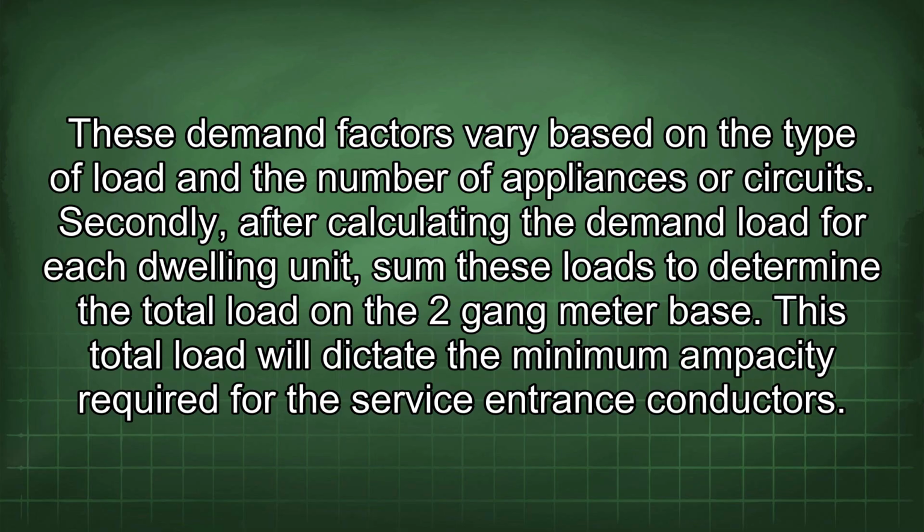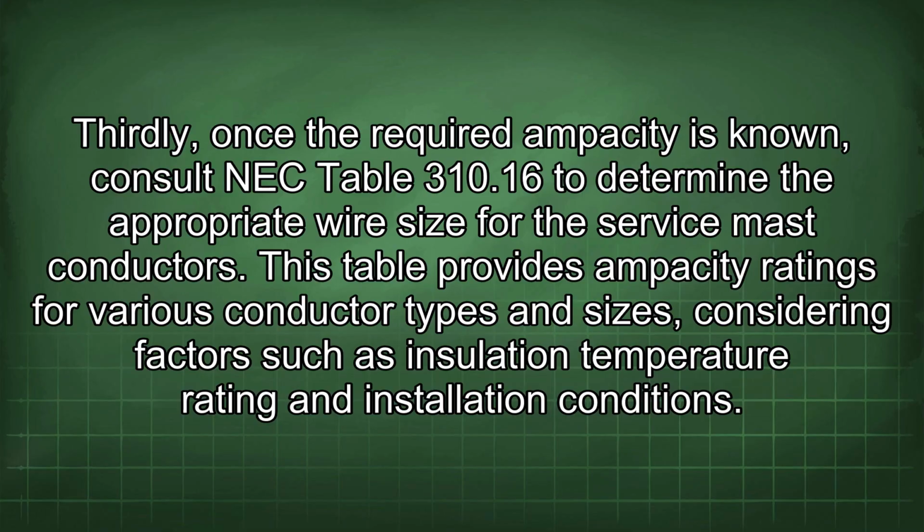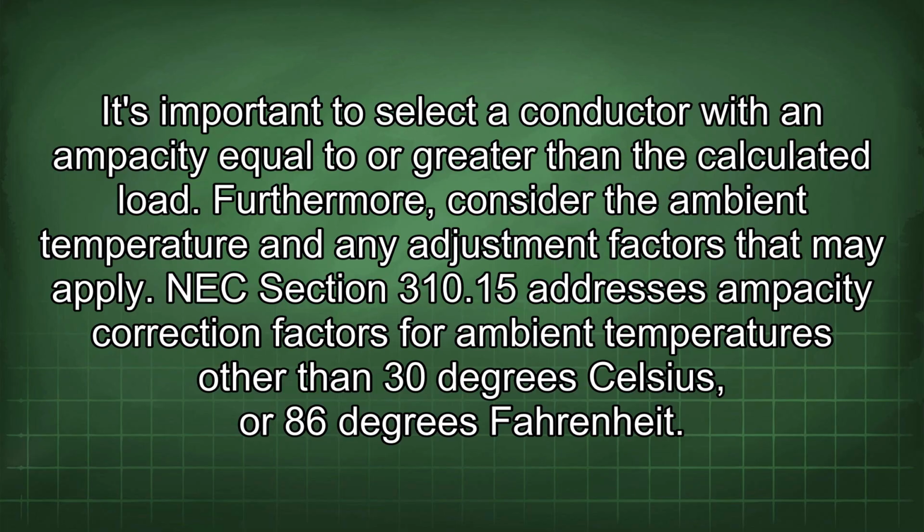Secondly, after calculating the demand load for each dwelling unit, sum these loads to determine the total load in the 2-gang meter base. This total load will dictate the minimum ampacity required for the service entrance conductors. Thirdly, once the required ampacity is known, consult NEC Table 310.16 to determine the appropriate wire size for the service mast conductors. This table provides ampacity ratings for various conductor types and sizes, considering factors such as insulation temperature rating and installation conditions. It's important to select a conductor with an ampacity equal to or greater than the calculated load.